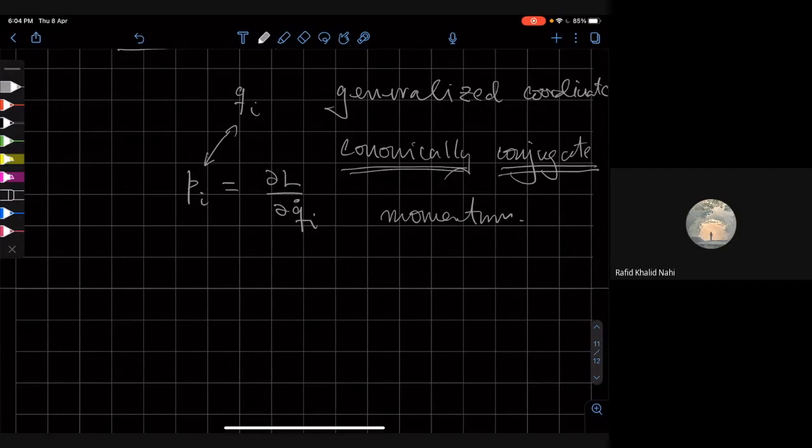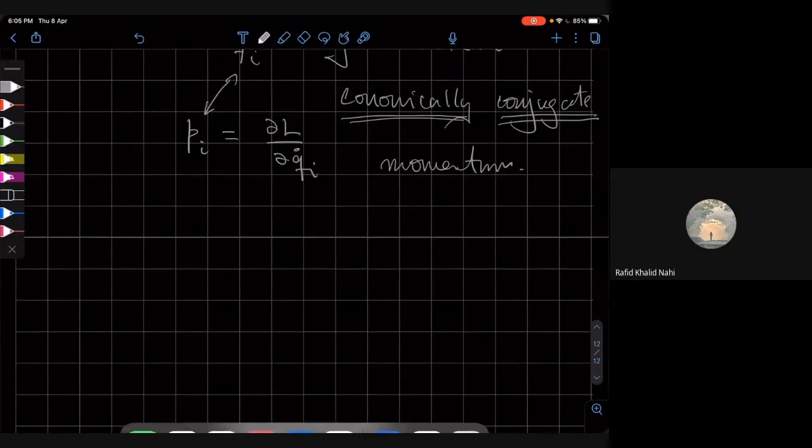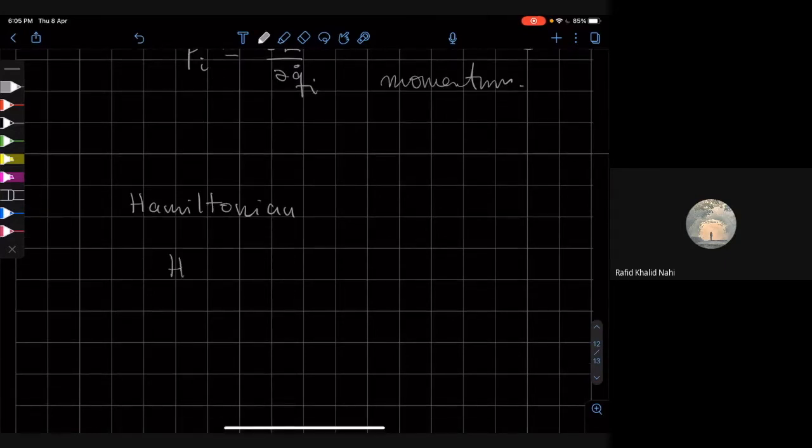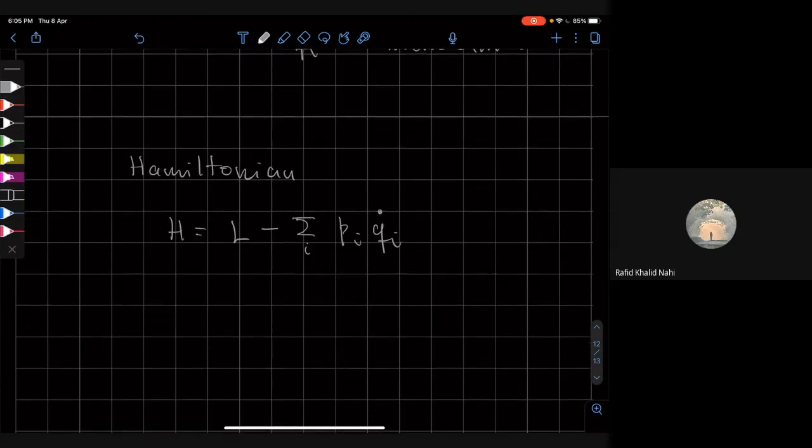So now what we can do is define a new quantity called the Hamiltonian. And the Hamiltonian is the Lagrangian minus the sum over i, in case there's more than one degree of freedom, of Pi Qi dot. Okay, so this is the Hamiltonian.